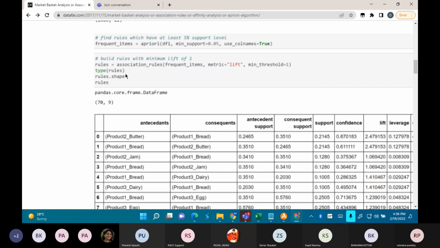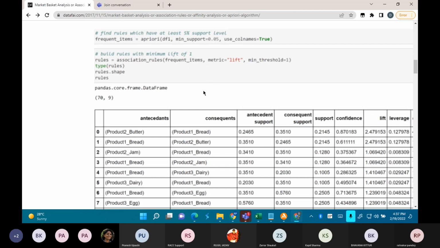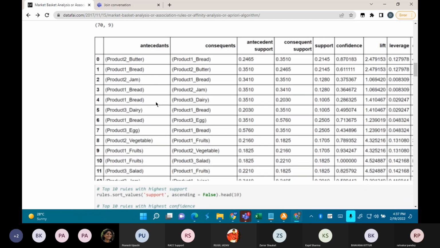Then we will form the association rules from this data. The metric is lift and the minimum threshold is 1. So we are saying only give me those rules where lift is at least 1. I don't want any cannibalization in my products, so I want lift to be positive. Positive in the way that the products are either independent or they help each other. Based on that, we will see the rules, and these are the rules which it has generated for you.